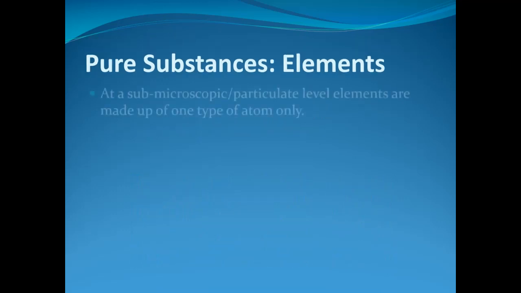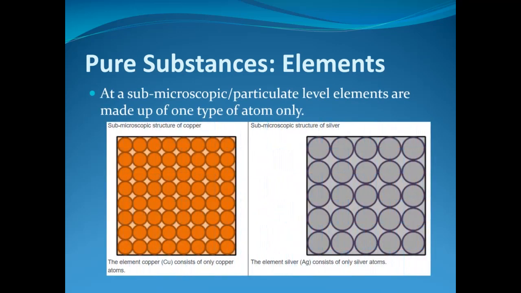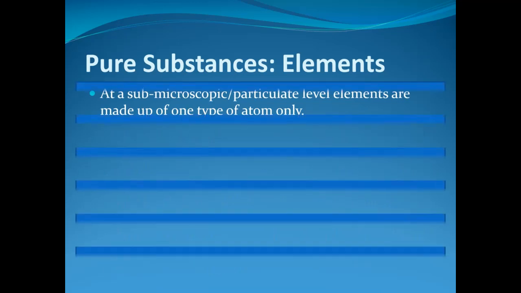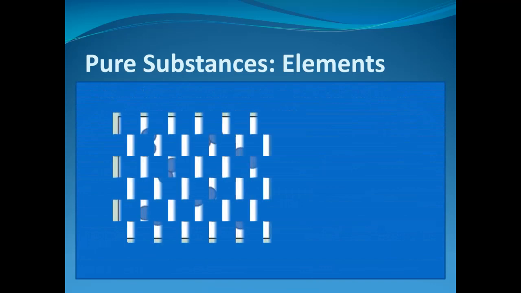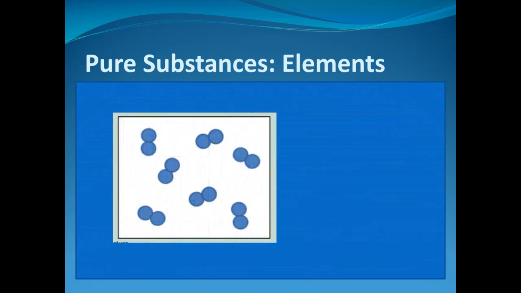Now, in terms of the submicroscopic or particulate level, elements are made up of one type of atom only. So there I'm showing you the submicroscopic structure for the element copper and for silver. Please note that the atoms or the particles of silver are larger than the particles of copper, based on where they are in the periodic table. Now look at that particulate diagram. Is that an element? What do you think? And give reasons.